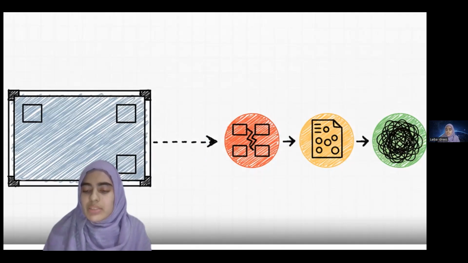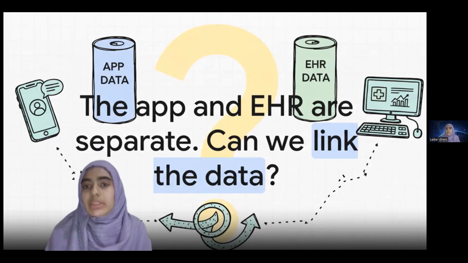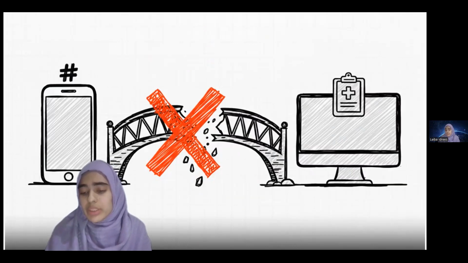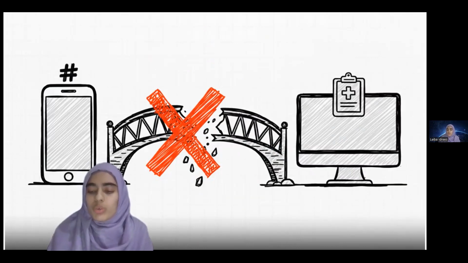The text message lives in a third party API. The outcomes live in the EHR. EHR means electronic health record. These are separate silos. The app and the EHR are separate. Can we link the data? That's the major question. We need to know, does the SMS app record the patient's medical record number, or does it only list cell phone numbers? Here is a broken bridge. If the app only has phone numbers and the hospital only has medical record numbers, the bridge is broken. We can't link the intervention to the outcome. The study is not feasible here.